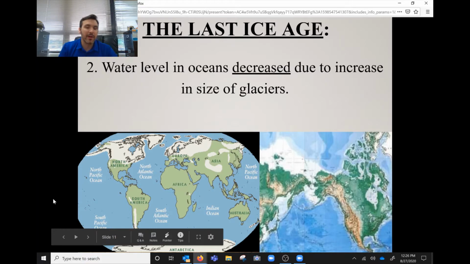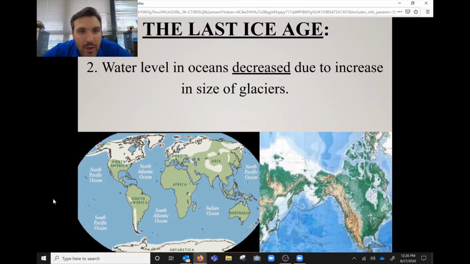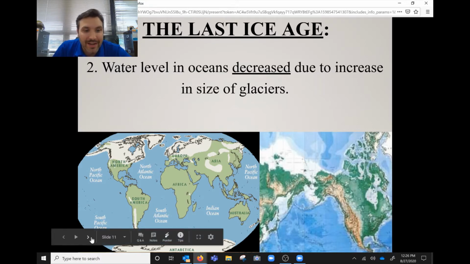Now, the second important concept for you to really understand is that the water level in our oceans decreased due to the increase in the size of glaciers. So that's really hard to understand in words, but try to visualize something, right? If you take water and you freeze it, that ice goes up, but the level of water in the cup would go down. So if you think of planet Earth as this giant cup, as we had more ice, the water levels would go down.